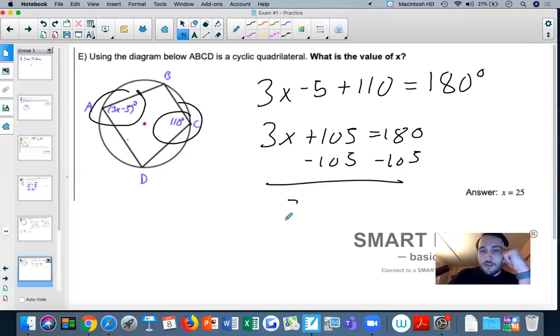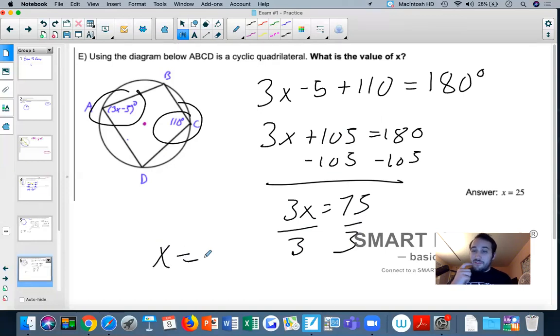Whoop. 3x equals, let's do 180 minus 105, because I want to use my calculator to make sure I have the correct answer. So that's 75. Whoops. We're going to divide by 3 on both sides. 75 divided by 3 is 25.